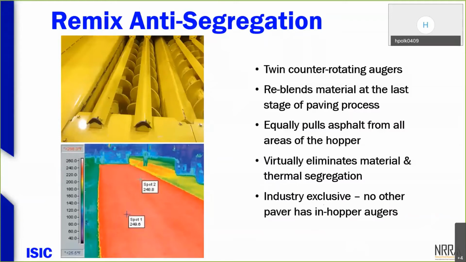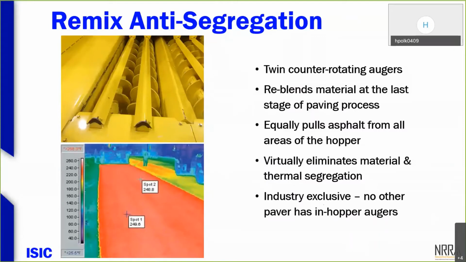We have our remix anti-segregation system. What we have in the hopper, we have four screws, if you will, the augers. You have a pair on the left and a pair on the right. They interlock and they move the material back to the screed evenly. It reblends 100% of the mix in the hopper, and most importantly, it reblends that mix right before it hits the screed face. So it really goes a long way in helping eliminate thermal segregation and material segregation.